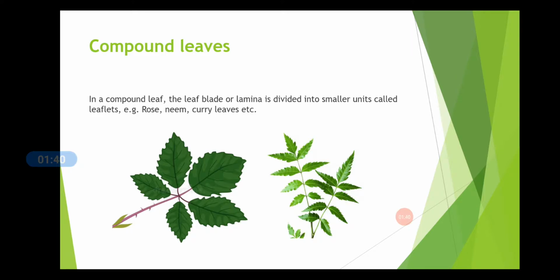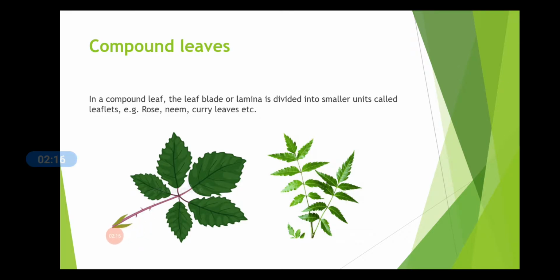Compound leaves. Now compound leaves, here you will find that the blade of the leaf or the lamina of the leaf is divided into different parts. Now here you can see that this is the stalk or the petiole of the leaf. Now here you will find that this lamina of the leaf is divided into 5 small parts which we call as leaflets. Now here the examples of the compound leaf are the rose leaf, the neem leaves, curry leaves, etc.